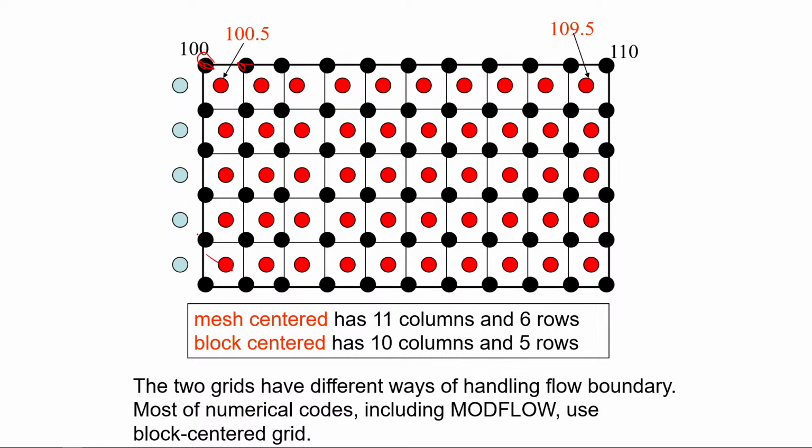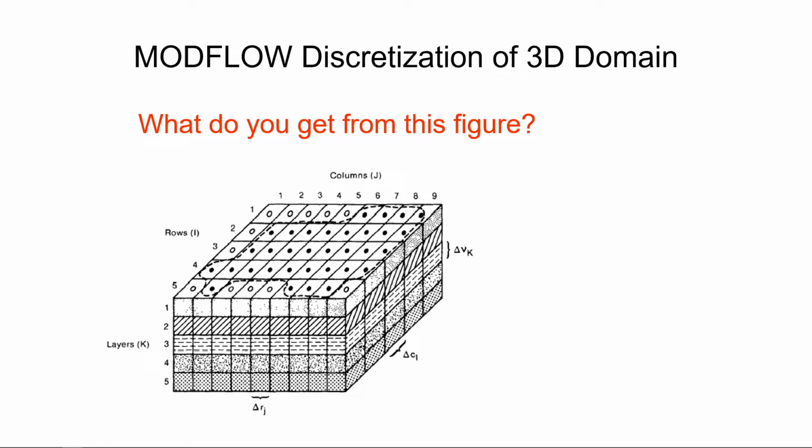Here is an example, again from my MODFLOW manual. You see that you discretize your domain. That's your modeling domain, and you discretize it into, for example, 5 layers. It has 5 cells in the X direction, and 9 cells in the J direction. Basically, you will be estimating the head here, here, here, here, like block centered. In each of these blocks, you will be estimating the head.